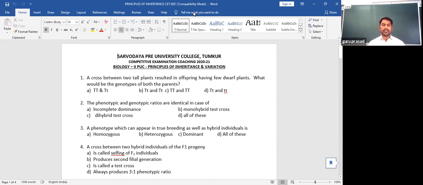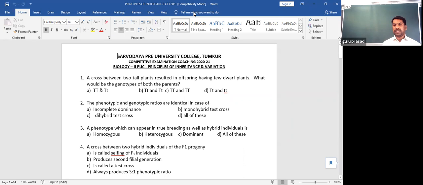Come to C: no doubt both are tall. And B, both parents are tall. And A, both parents are tall. But the next hint they have given in the question is that when both tall parents were crossed, they gave dwarf offspring. This happens only when the parents are not a pure line. Because whenever the parents are a pure line, the offspring have the same character as the parents.